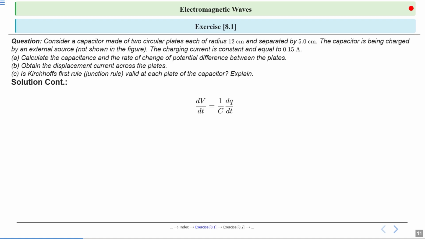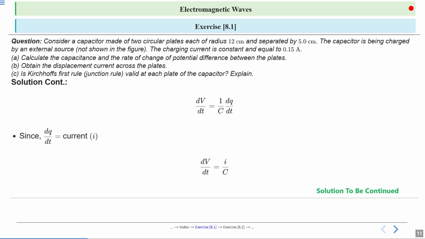So dV by dt is equal to 1 by C dq by dt. Since dq by dt is the rate of flow of charge with respect to time through any cross section held perpendicular to it, it is known as current. So dq by dt is equal to current I. So dV by dt is equal to I upon C. Put the values of I, 0.15, and C, 8 picofarad. You will get the rate of change of potential difference.